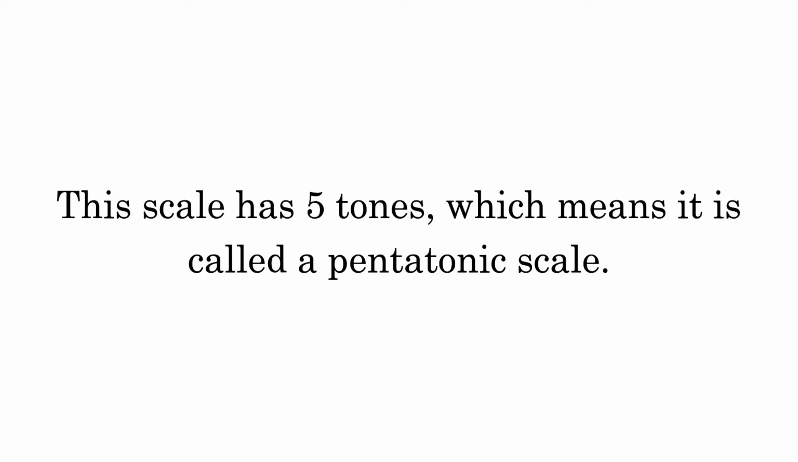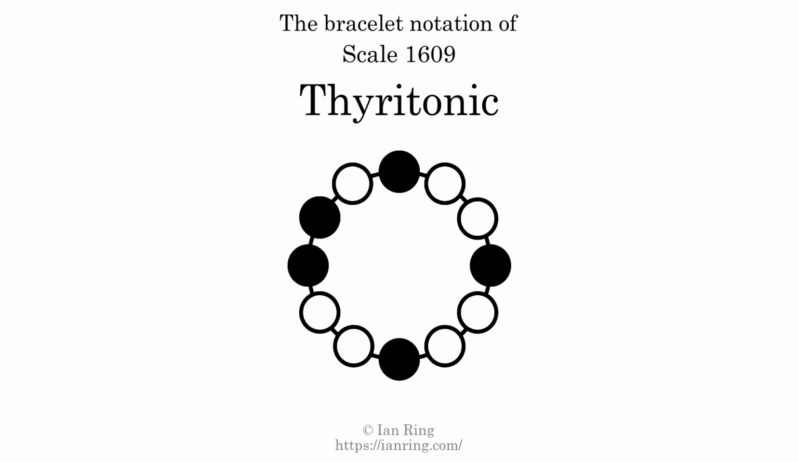This scale has 5 tones, which means it is called a pentatonic scale. This is a bracelet notation diagram of scale 1609. The shaded circles represent tones that appear in the scale, and they are read clockwise, starting at the top.